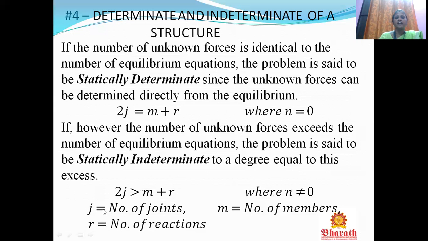Here j is the number of joints in a structure. Next is r, the number of reactions in a structure, denoted by r. Next is m, the number of members. So this is about determinate structures and indeterminate structures.